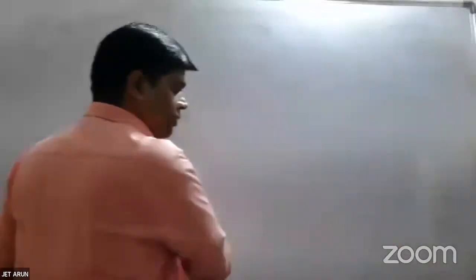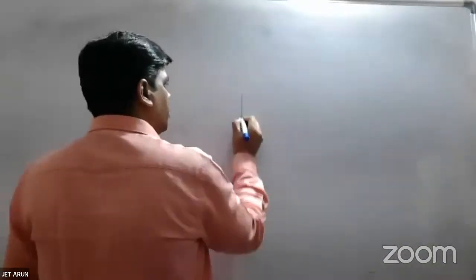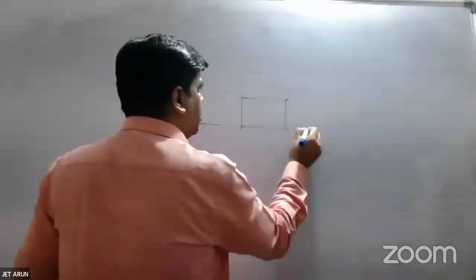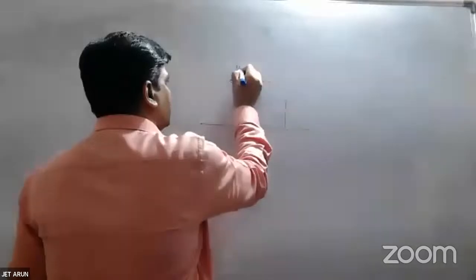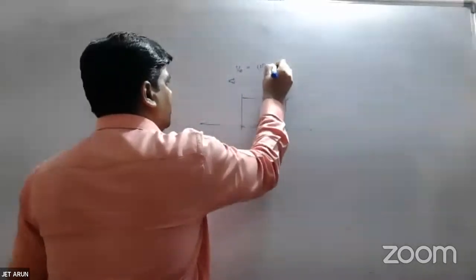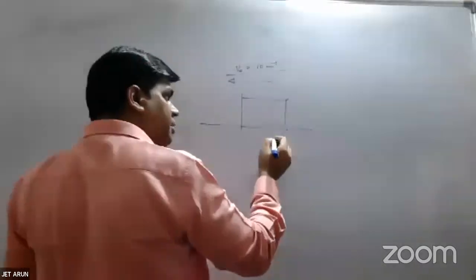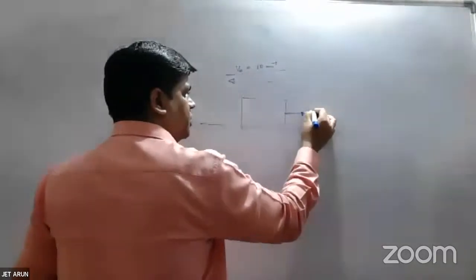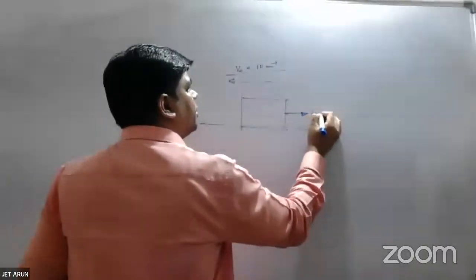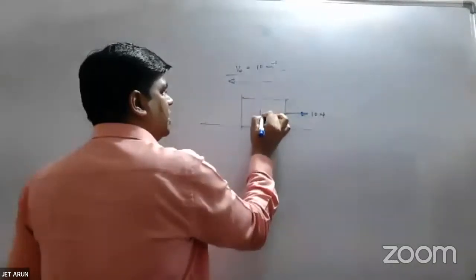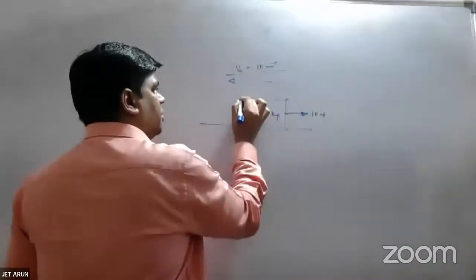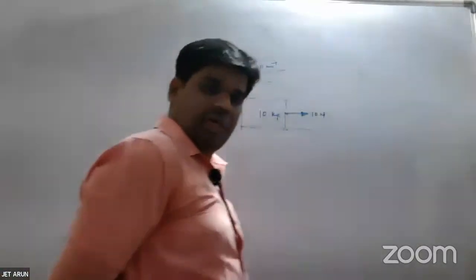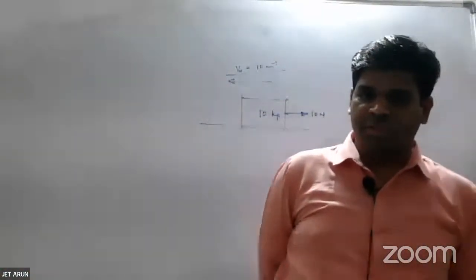But now look at the scenario. I project a particle here with velocity v naught equal to 10 meters per second. All right. And I apply a constant force of 10 Newton. Mass is 10 kg. ఇప్పుడు ఫ్రిక్షన్ ఎలా ఉంటుంది? ఏ డైరెక్షన్ లో ఉంటుంది? The moment you see velocity, you should think of kinetic friction, not static friction.